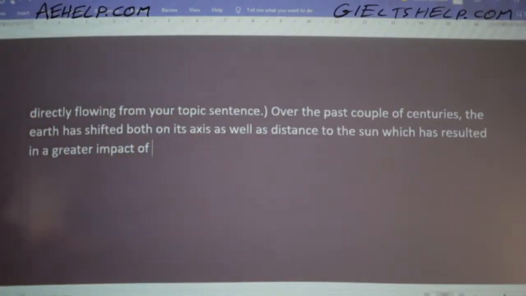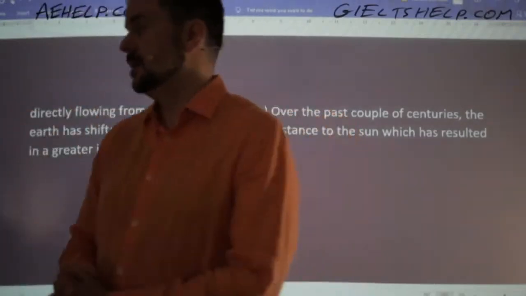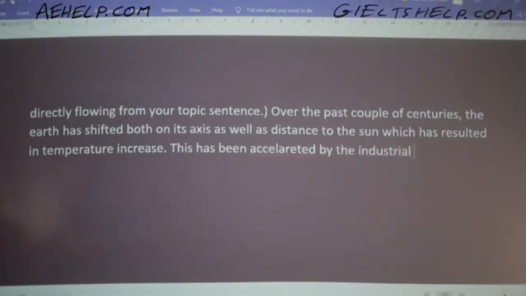So over the past couple of centuries, so go ahead, everyone, and now write your explanation, okay? Write the explanation and then we'll compare. So over the past couple of centuries, the Earth has shifted both on its axis as well as distance to the sun, which has resulted in temperature increase. This has been accelerated by the Industrial Revolution. Okay, I'm going to keep a little bit quiet so you can hear yourself think while I finish this sentence.